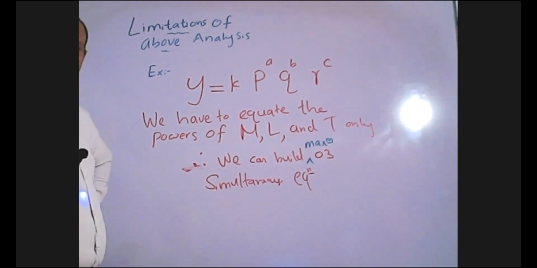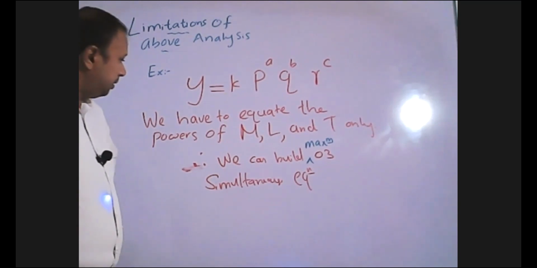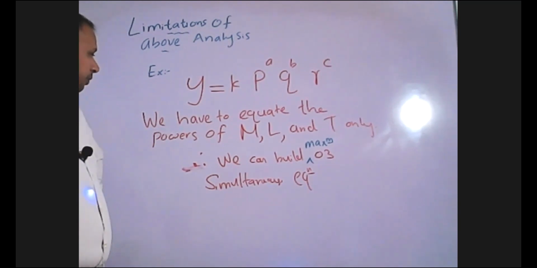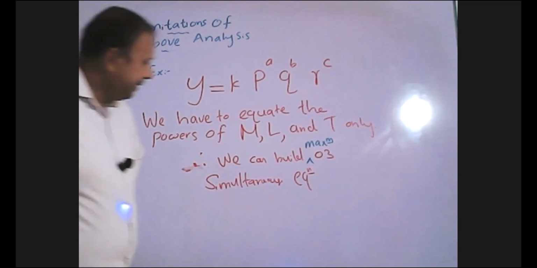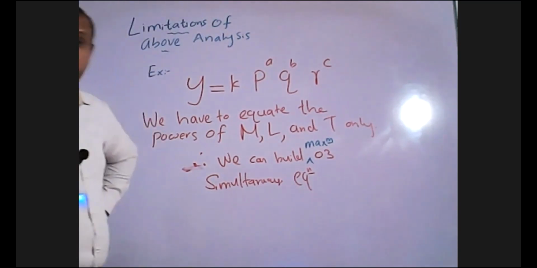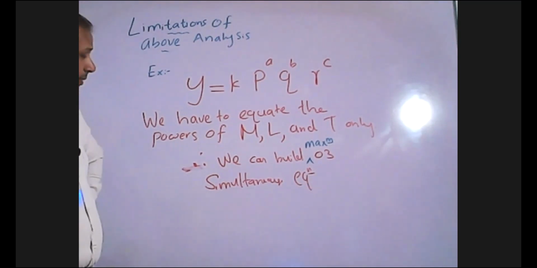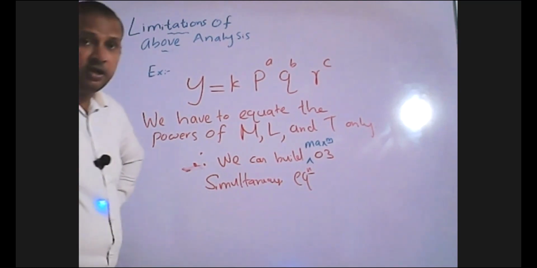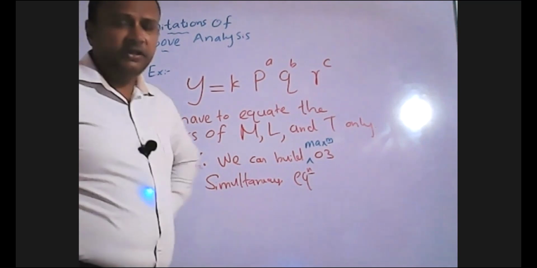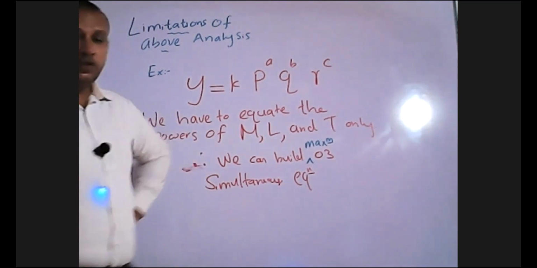Sir, can you repeat it again? We can build 3 simultaneous equations. Therefore, we can combine a maximum of 4 physical quantities. We can combine a maximum of 4 physical quantities using this method.